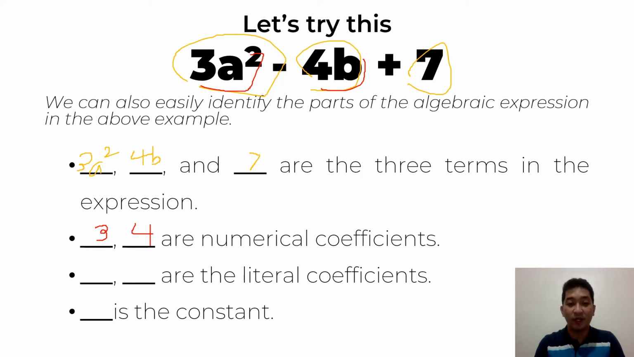And then, let's go with the literal coefficients of the terms that contain variables. What do we mean by literal coefficients? These are the variables. Okay, so ito yung mga letters na nakikita natin. So of course, we have a and we also have b. These are the literal coefficients. And which is the constant? It's just the term that does not have a literal coefficient with it. It's positive 7 or just simply 7.